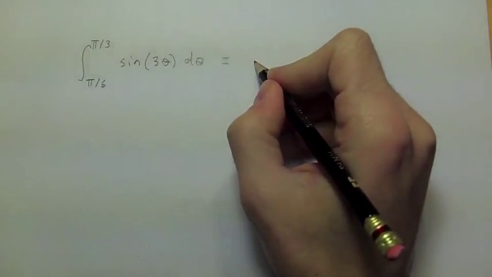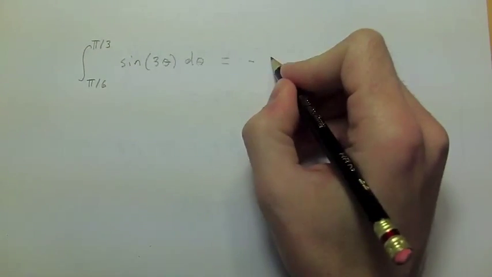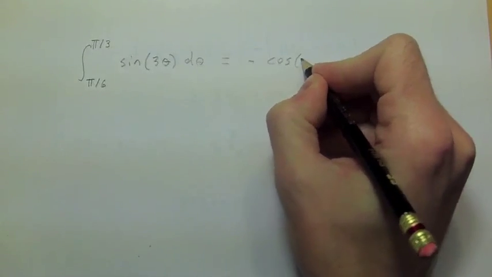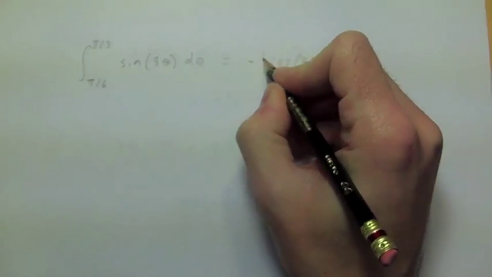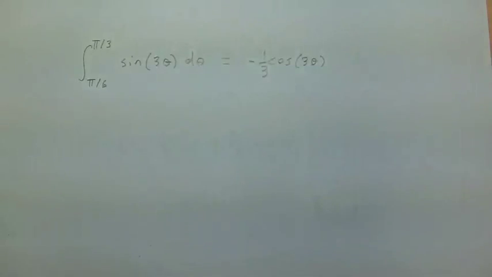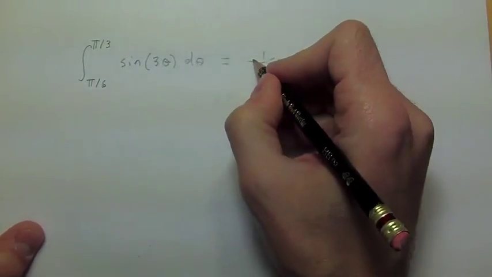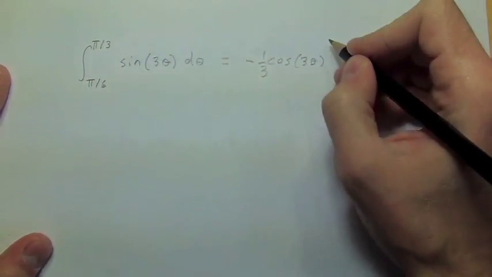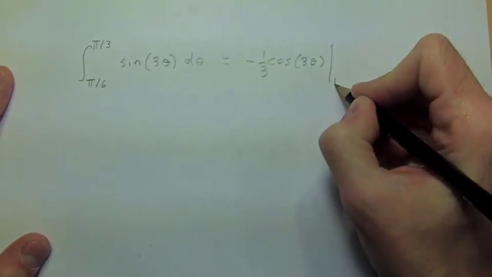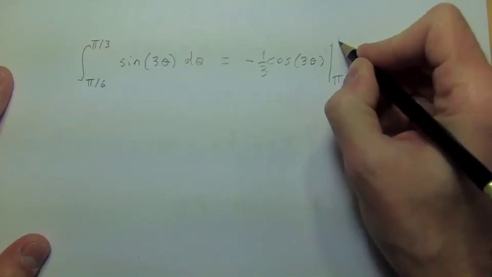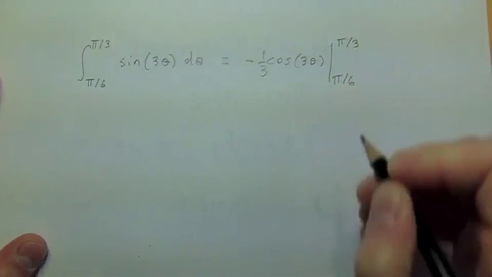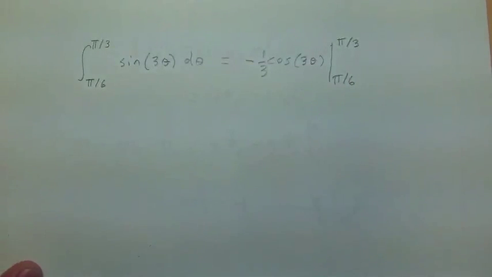Well, it is of course negative cosine of 3 theta, but remember you need that 1/3. So it's negative 1/3 cosine of 3 theta, and I'm going to evaluate it from pi over 6 to pi over 3.